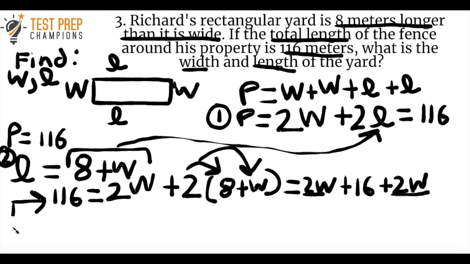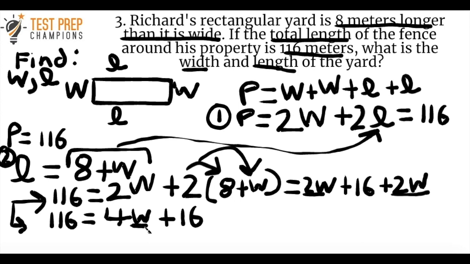So let's rewrite this whole thing. We now have 116, and that's equal to 4W plus 16. And again, we're trying to solve for the width here. Once we get the width, we can find the length. So we want to get W alone by itself on the right-hand side of the equation. In other words, we're trying to solve for W. So we want to undo this 16. We want to clear the 16 out.